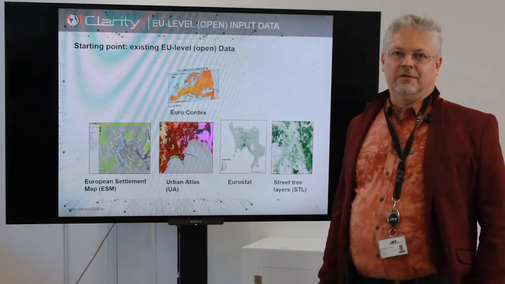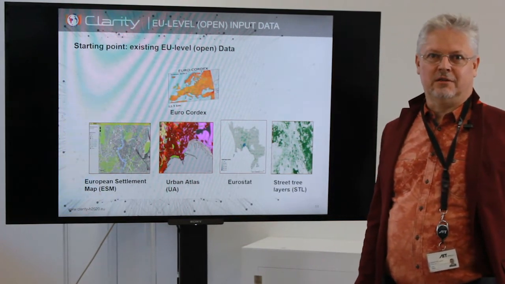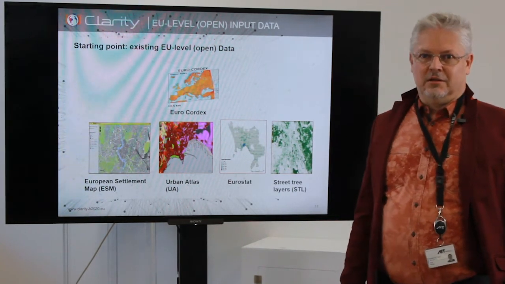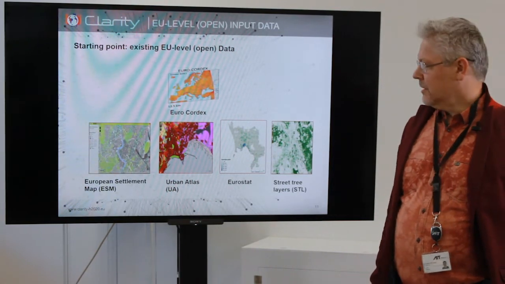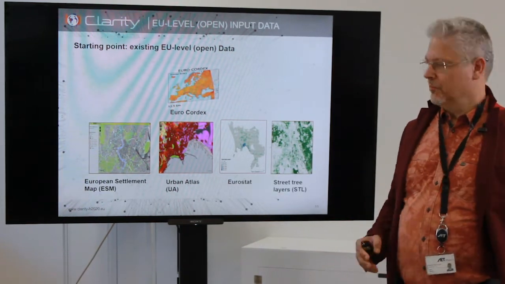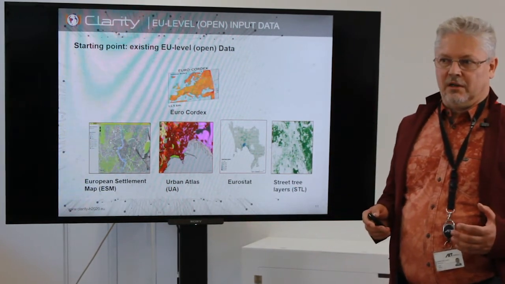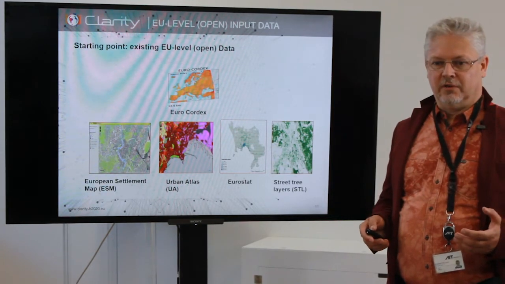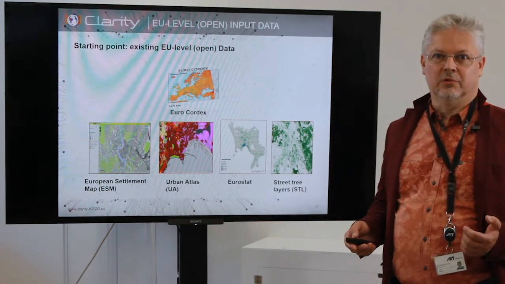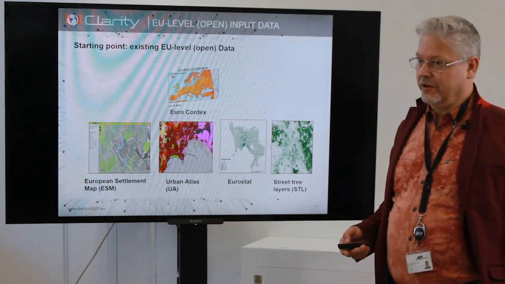Now, where do we start? We start from open data. Happily enough, Europe has built a large set of open data which can be used for this kind of purpose. And this is what we started with as input. There is a lot of Eurocordex data, there is the European settlement map, which is very important for us, Urban Atlas, Eurostat, street tree layers. This kind of data is extremely precious, and happily enough, if you want to make an application today, you can have this for free, because it would be absolutely impossible to pay for this for any kind of application. However, it has very high societal value.